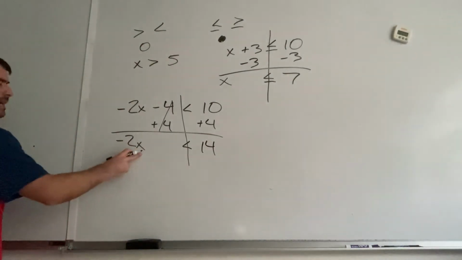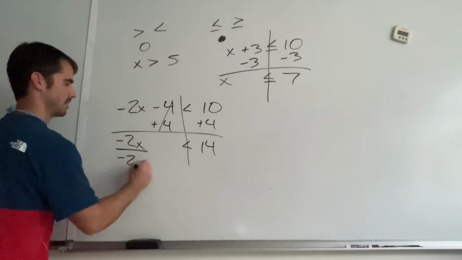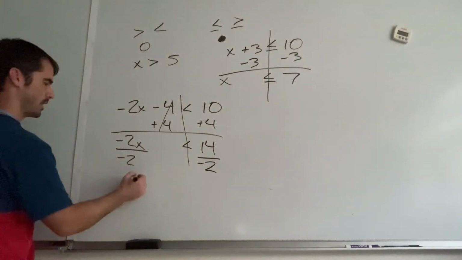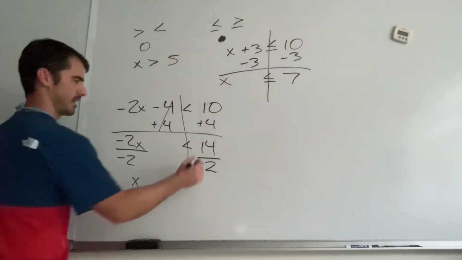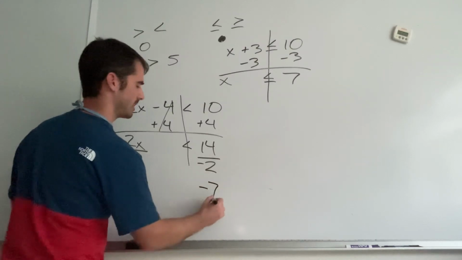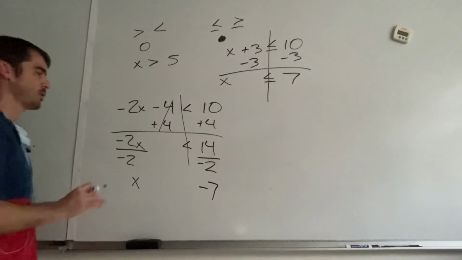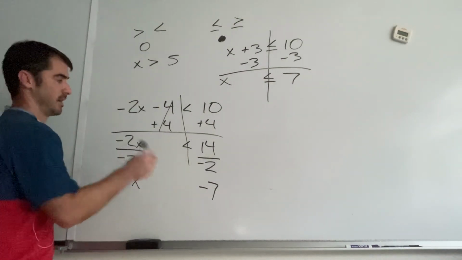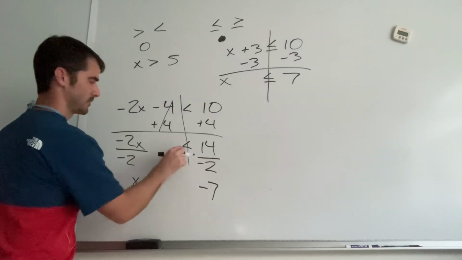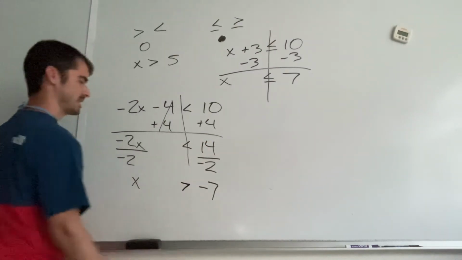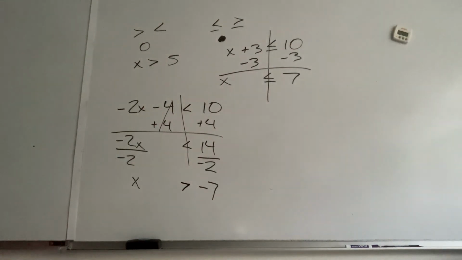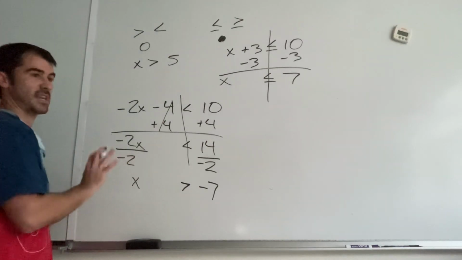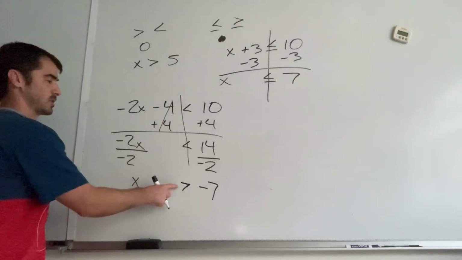Now the opposite of multiplying by negative 2 is dividing by negative 2. So negative 2 divided by negative 2 is 1, so we're left with 1x. And 14 divided by negative 2 is negative 7. Now here's the trick. When you multiply or divide by a negative, I have divided by a negative, my sign here is going to flip. So instead of facing the 14, it is now going to face the x. Okay, so now the x is actually the greater. Okay, before it didn't look that way. And again, that is when you multiply or divide by a negative, that sign is going to flip.